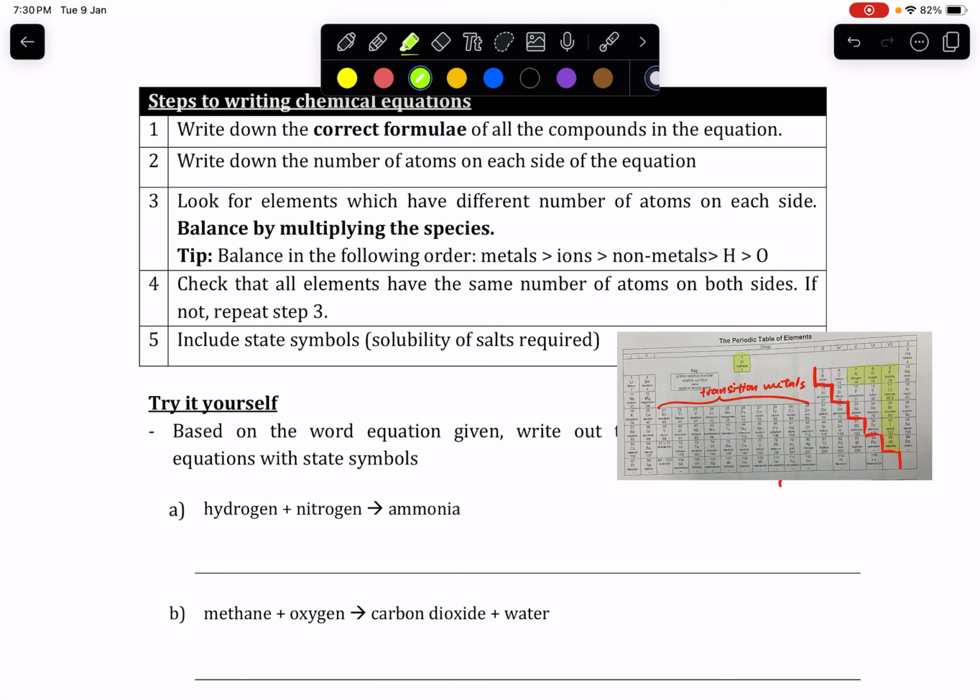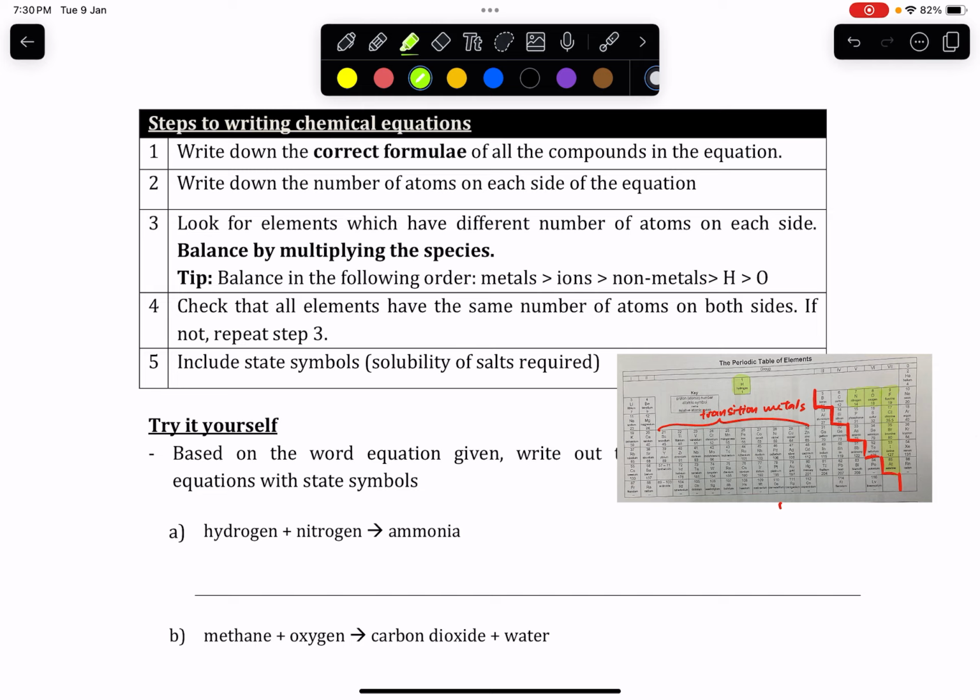Hello, this will be the video going through how to write chemical equations. Okay, so step 1 is to write down the correct formula of all the compounds in the equation. So if you still do not know how to write chemical formulas, please refer to the previous video.